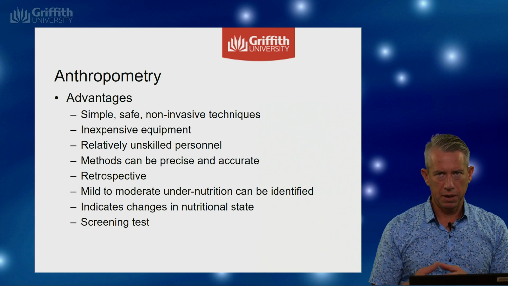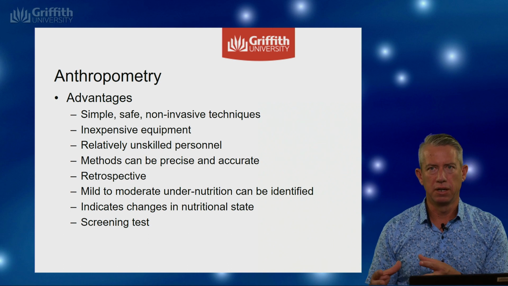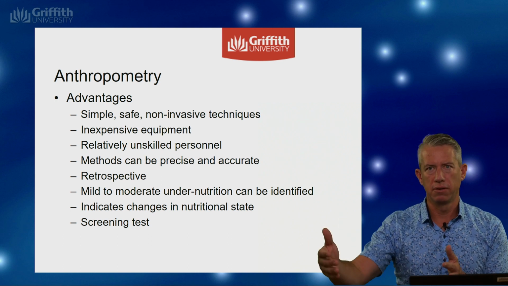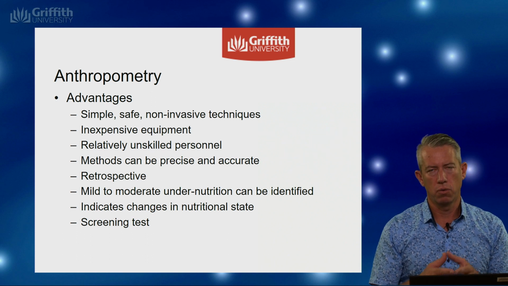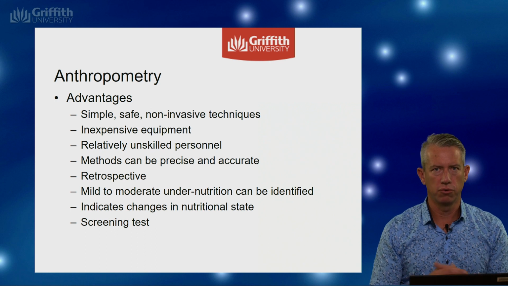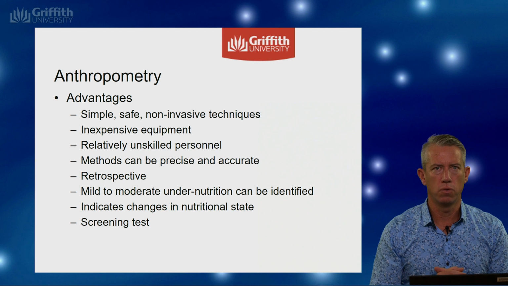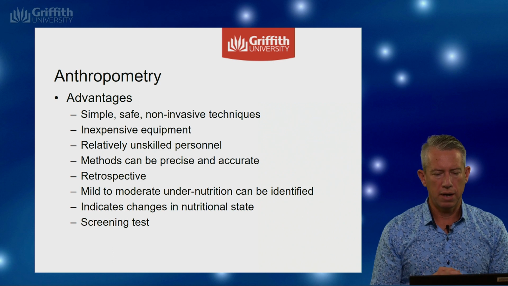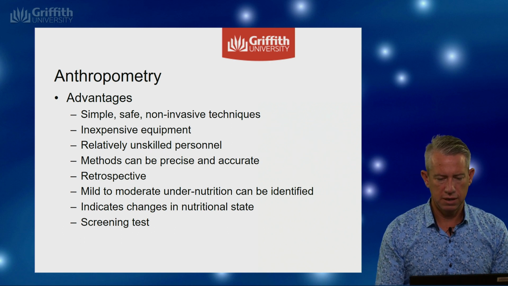What we mean by retrospective is that they measure effectively what's been happening with the individual, not what will happen into the future. So an anthropometric change usually relates to something or a behaviour that's been conducted and it's resulted in a physical change to the body, not necessarily what the prognosis is going to be moving forward. Mild to moderate undernutrition can be identified. It indicates changes in your nutritional state, and it can be used as a screening test, nice and quick.